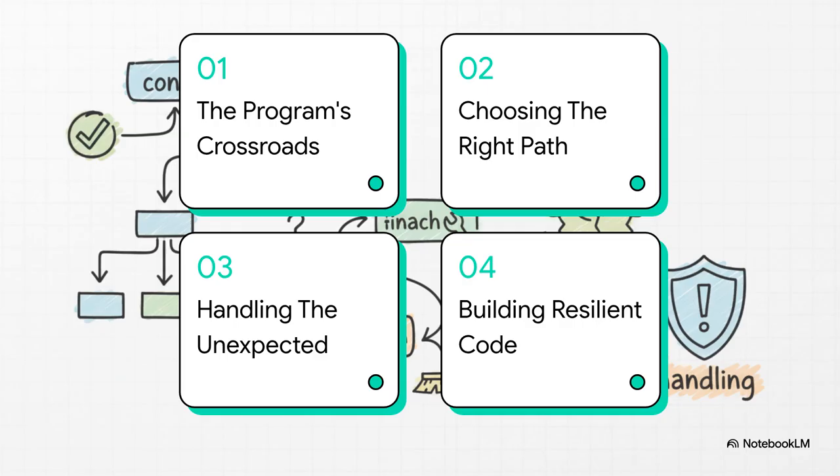We'll kick things off with the whole idea of control flow. Then we'll check out the tools JavaScript gives us for making decisions. After that, we'll cover how to handle failures gracefully. And finally, we'll wrap up with some best practices for writing code that's truly resilient.